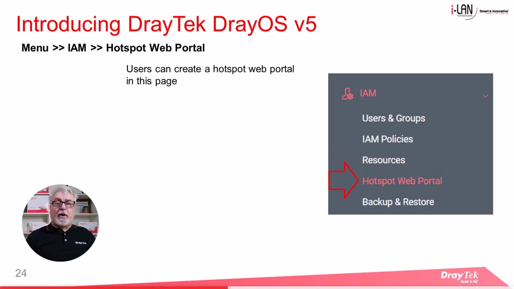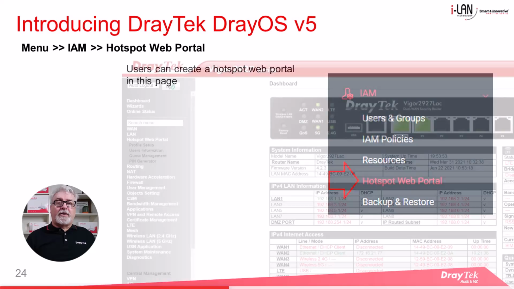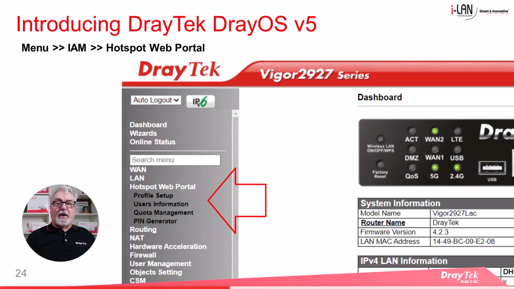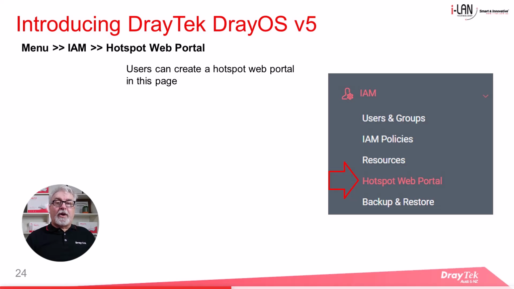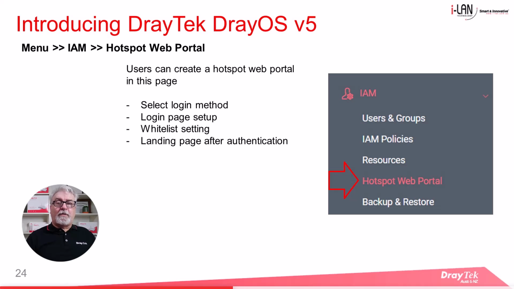The Hotspot web portal options are now found here. Previously in DrayOS 4, it had its own section in the left-hand menu. Here you can personalize authentication options and create a promotional experience for guest Wi-Fi users. You can choose a login method, design a login page, create access policies, configure whitelists, and create a compelling landing page post-authentication.